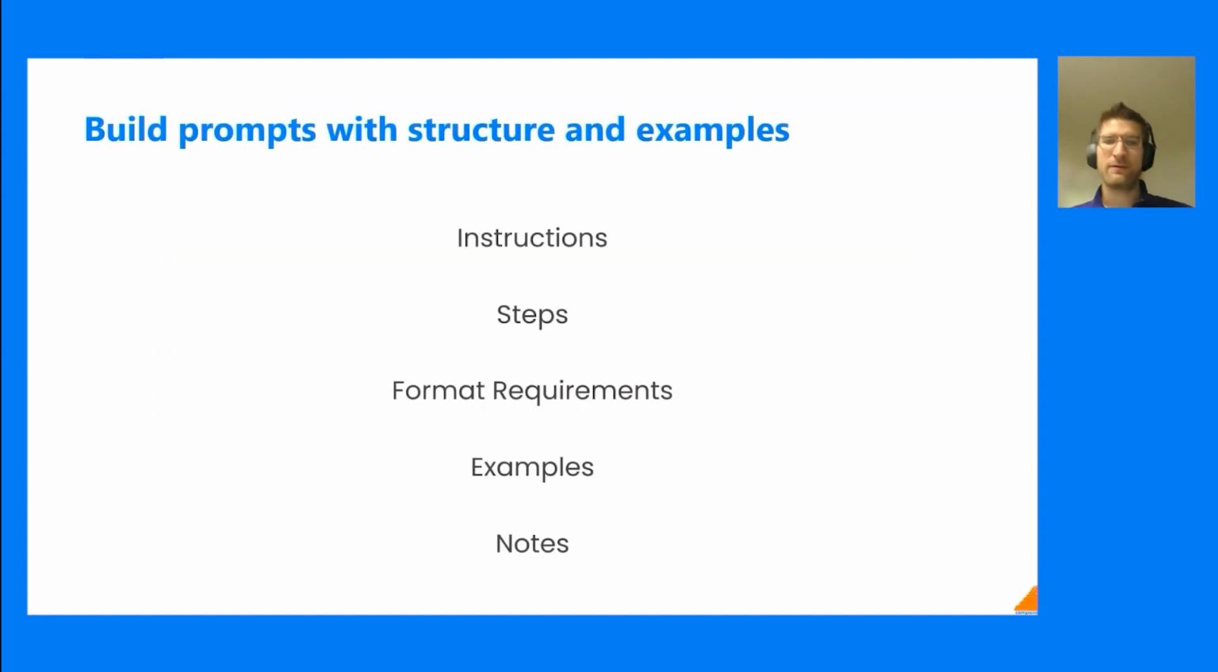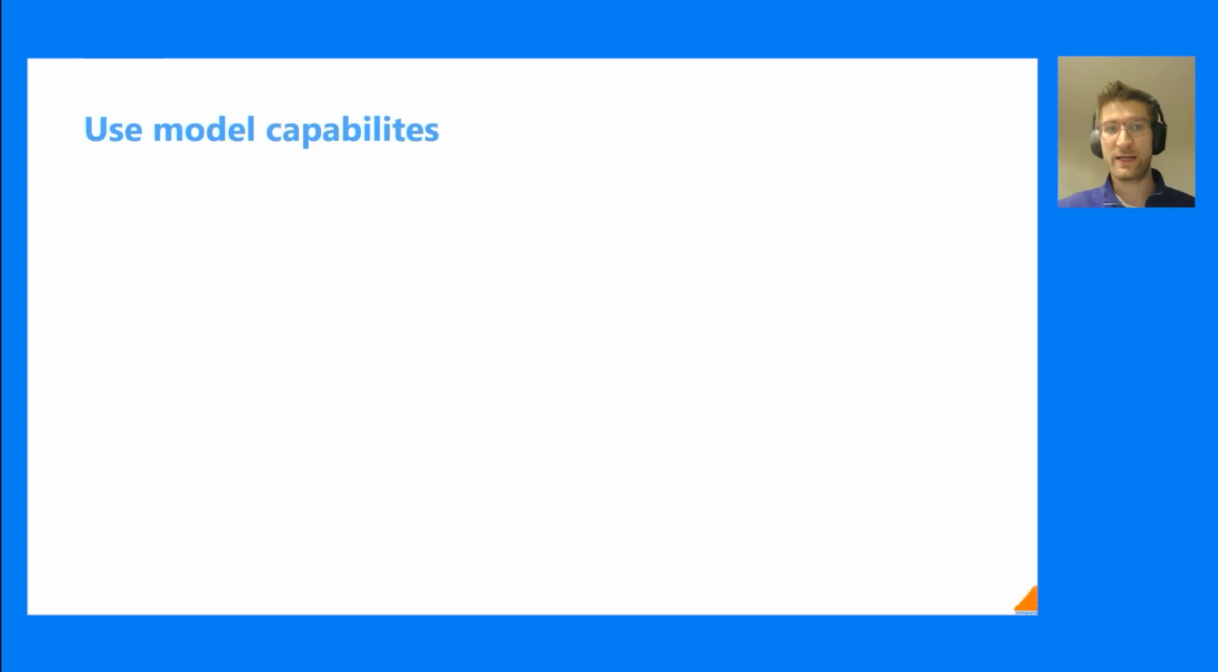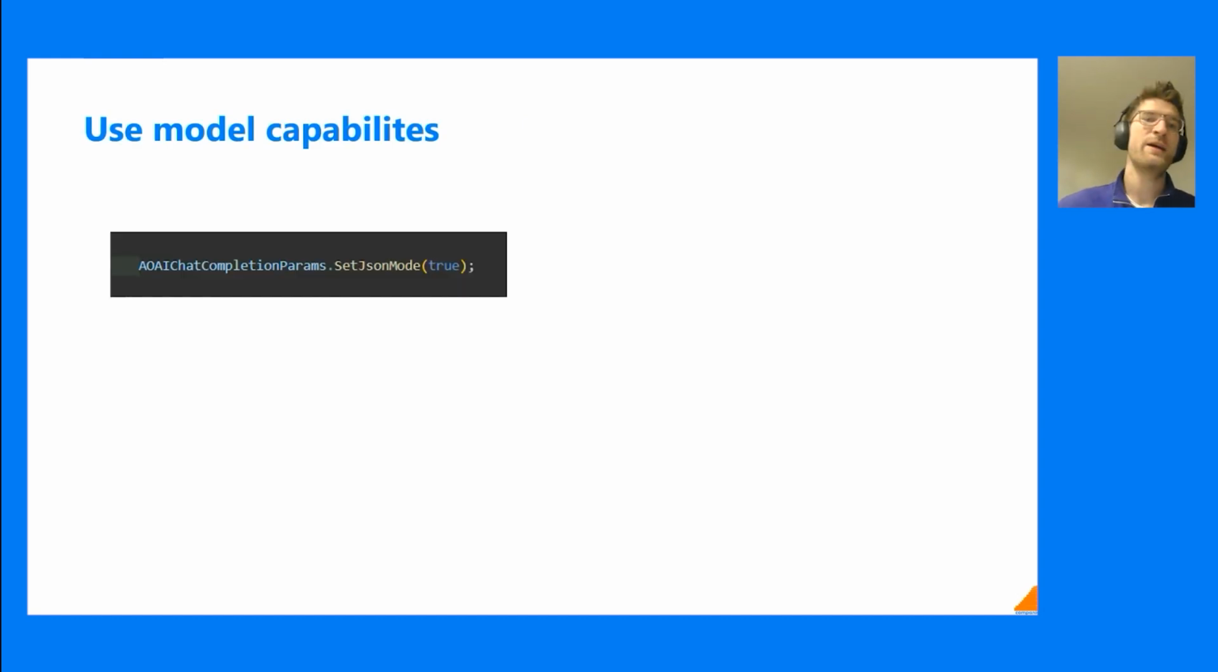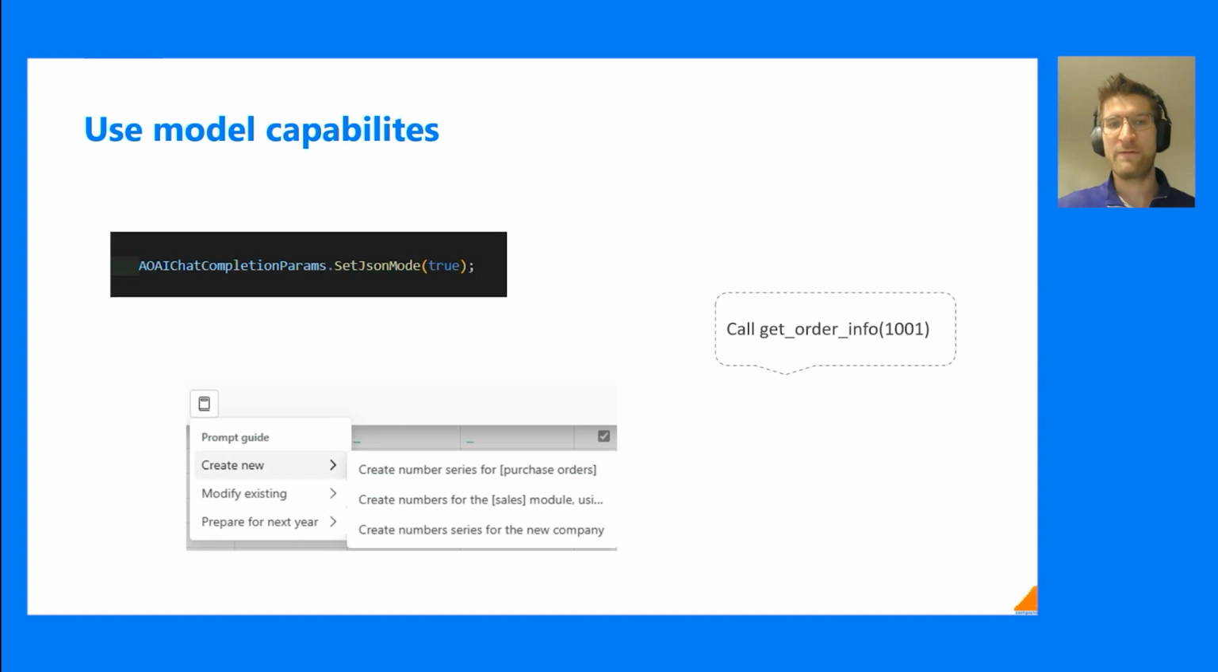Okay, so now we're coming to the end, so let's just quickly wrap up. How do you build a good prompt? Instructions, steps, format requirements, examples, notes. Follow these five components or get a head start by generating a system prompt on OpenAI's playground. How do you take a good prompt and turn it great? Use features that the models have. Use JSON mode, use tool calling, and to ensure that users are going to use your great prompts in a great way, give them some prompt guides.